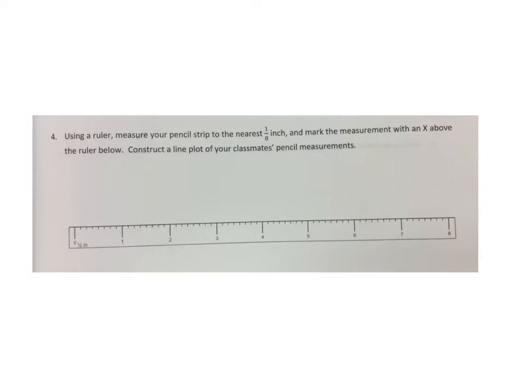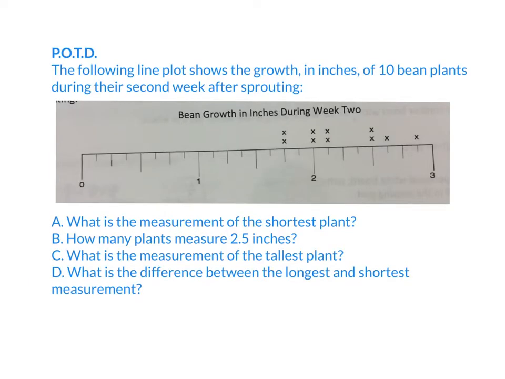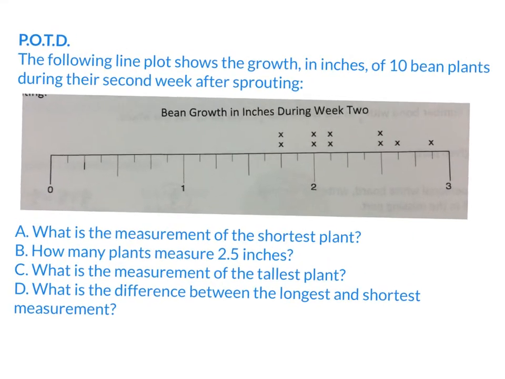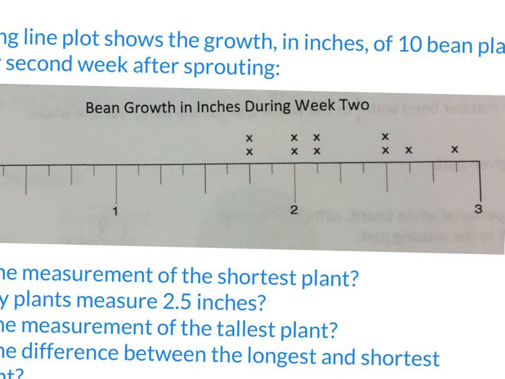Okay, now let's take a look at our problem. Our problem today told us that this is a line plot, okay? And it shows how tall in inches 10 bean plants are growing during their second week of their growth, okay? Now, we can see, how many X's do you expect to see if there are 10 bean plants? 10, because 1, 2, 3, 4, 5, 6, 7, 8, 9, 10. Each of those X's represents one bean, okay?